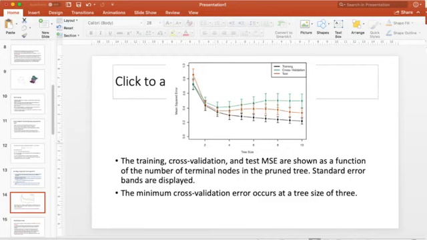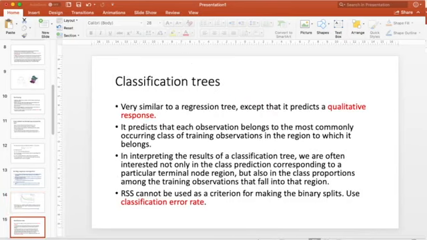If you go to 4 terminal nodes, as you increase the tree size, you can see that the MSE for the cross-validation and for the testing data sets actually increases. So we say that the optimal tree size for this Hitters data is 3. Okay, now we have done our discussions on the regression tree. How about the classification tree?